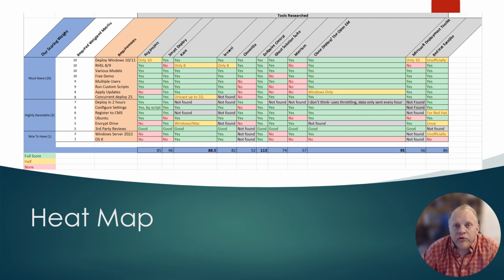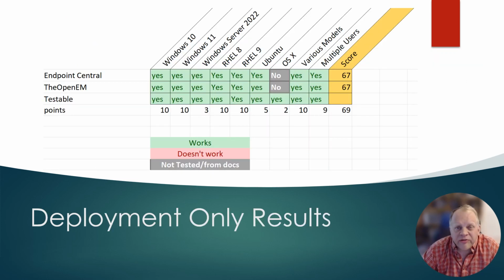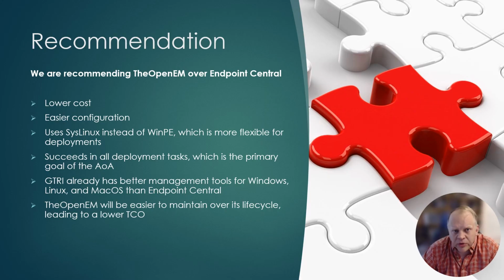From these, we found three tools of interest: Case, Endpoint Central, and the OpenEM. Case would not provide us with a demo, so we evaluated Endpoint Central and the OpenEM. And we'd like to focus strictly on the deployment part of this project. When we did that, we found that Endpoint Central and the OpenEM earned the same score. Endpoint Central had some features that the OpenEM did not, but they were largely duplicated by tools that GTRI already has. Therefore, we are recommending the OpenEM over Endpoint Central.